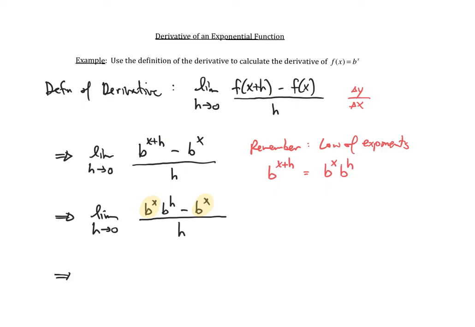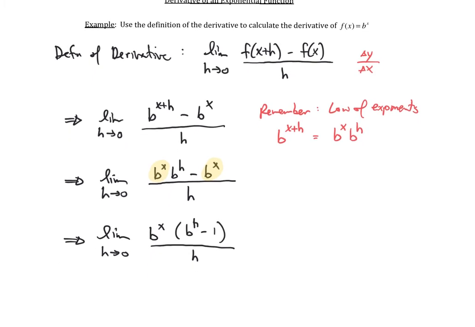So in the next step, we take the limit as h goes to 0. We can factor out a b to the x. And what are you going to get? You're going to get b to the h minus 1 all divided by h.